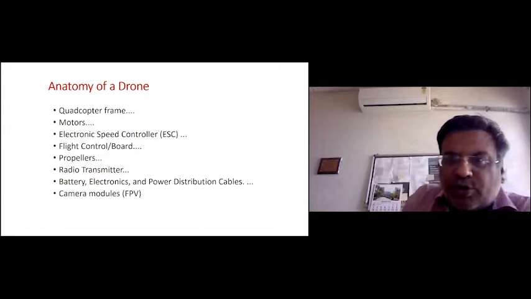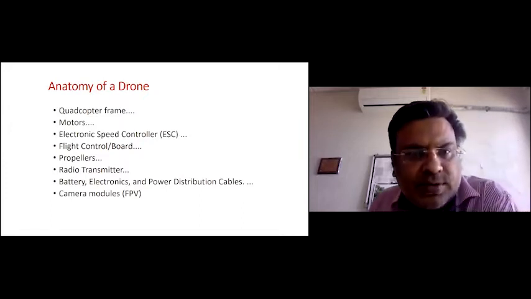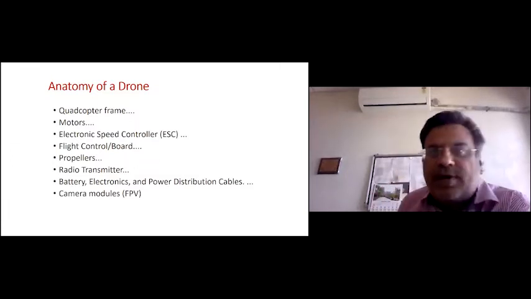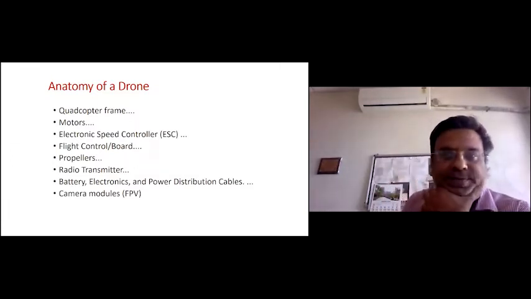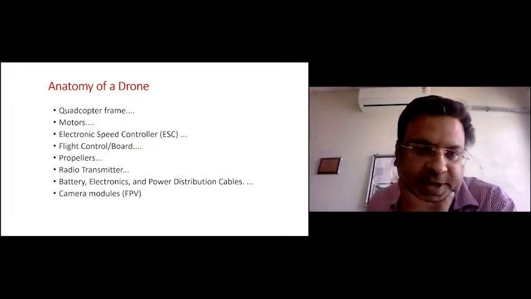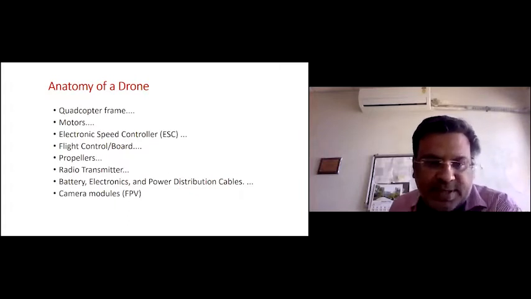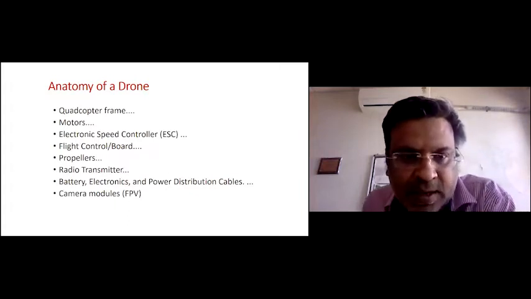How is IoT going to be involved? First we will go into the anatomy of drones. Drones have these important components: a frame, motors, electronic speed controllers, flight controllers, propellers, radio transmitters, batteries, and camera modules.